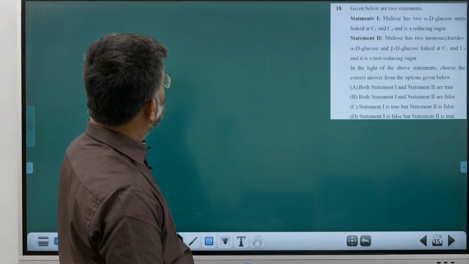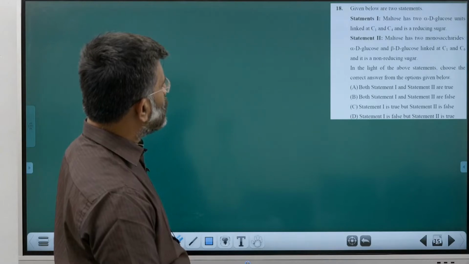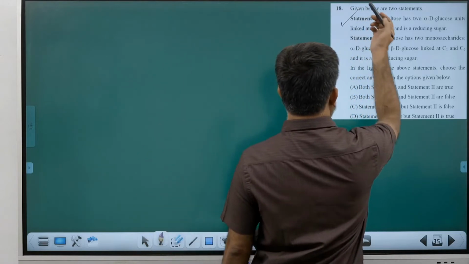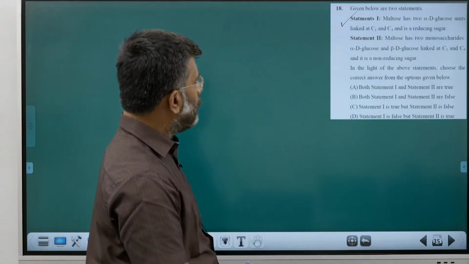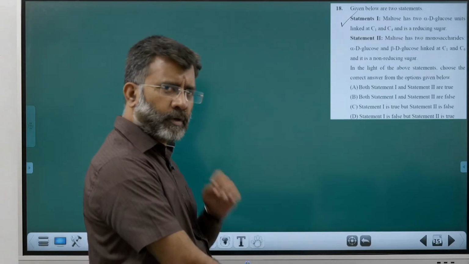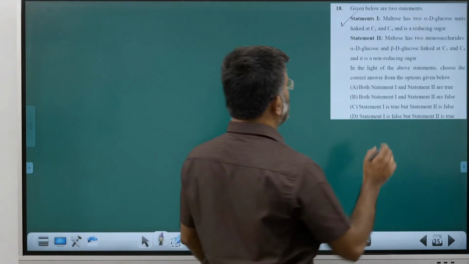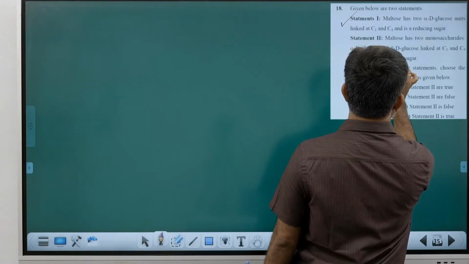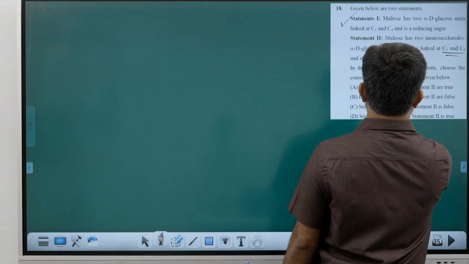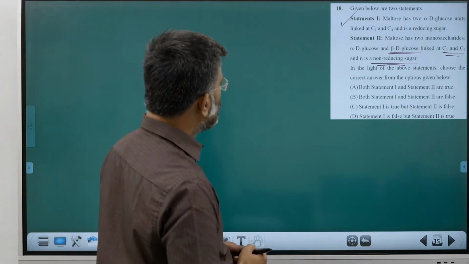We have two statements. Statement 1: Maltose has 2 alpha D glucose units linked at C1, C4 and is a reducing sugar. Yes, correct statement. Statement 2: Maltose has 2 monosaccharides, alpha D glucose and beta D glucose, linked at C1, C6 and is a non-reducing sugar. That is wrong. So statement 1 is correct, 2 is wrong.